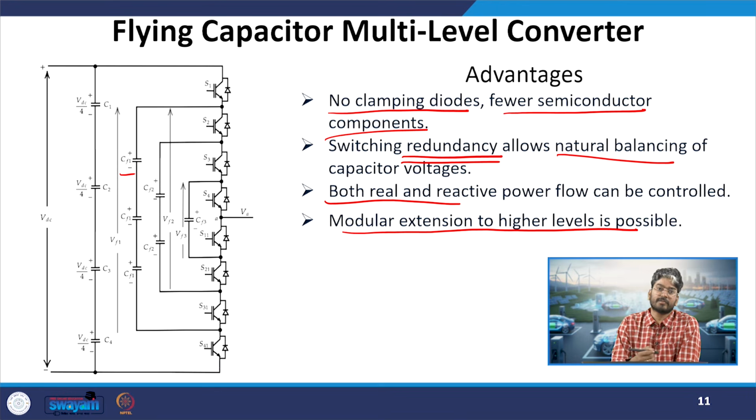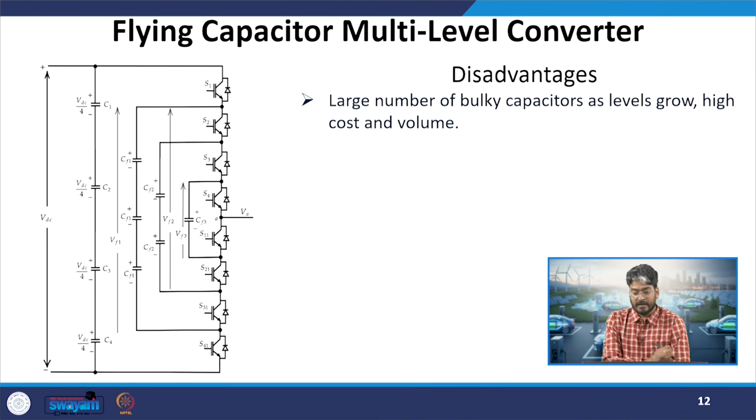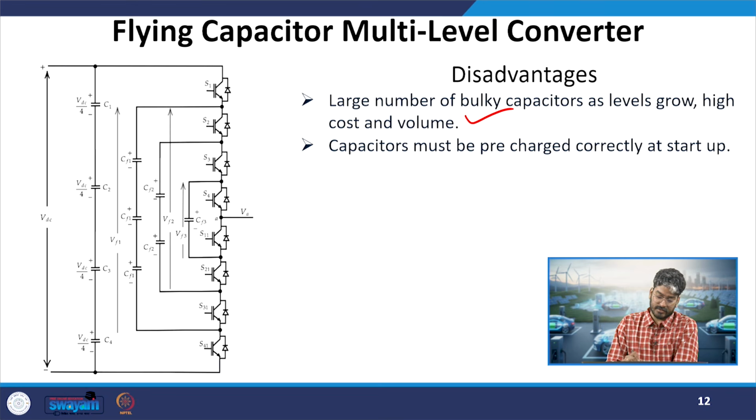Beyond that, the number of capacitors required will keep increasing, and when I compare the footprint of this converter to the diode clamp, it will have a higher footprint because the capacitors are bulkier than the diodes. Reliability-wise, capacitors are less reliable than diodes, so the reliability will also be less compared to the diode clamp circuit. But in the flying capacitor, we do not require any additional mechanism to balance out the capacitor voltage. I can use the redundant switching combinations appropriately to balance my capacitor voltages. A large number of bulky capacitors are required, so it has a higher volume and cost.